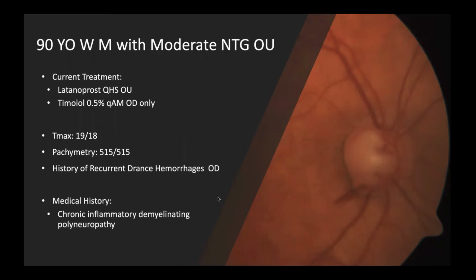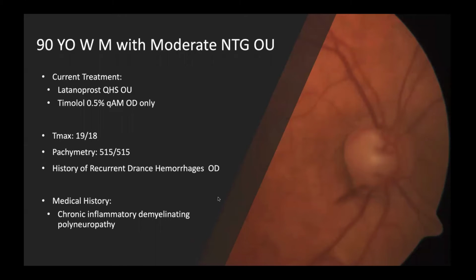All right, the first case that we're going to jump into today is a 90-year-old white male who's been followed at the University Eye Center for many, many years. His case is very significant for moderate normotensive glaucoma. He's currently being treated with latanoprost and timolol.